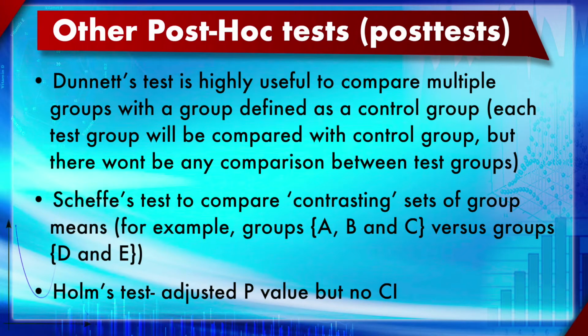Another test is called Holm's test. It returns an adjusted p-value, but there is no confidence interval for the Holm's test. It's always better if it returns a confidence interval so that we can actually see whether it's significant or not. So it returns only a p-value.